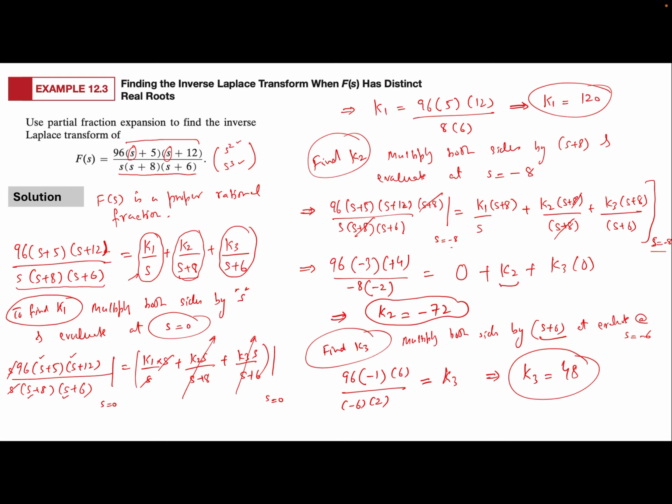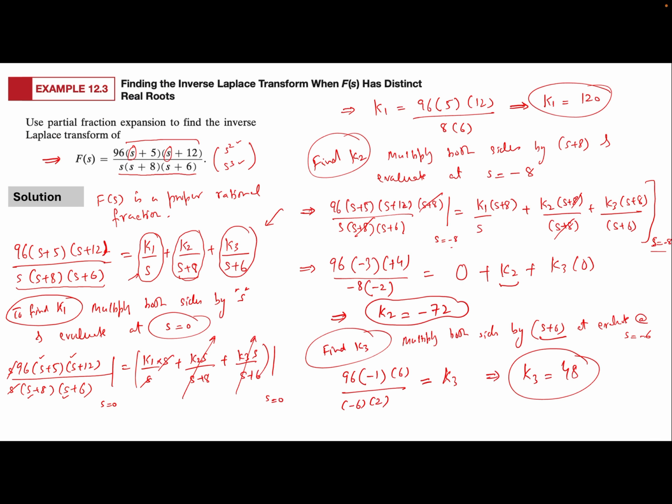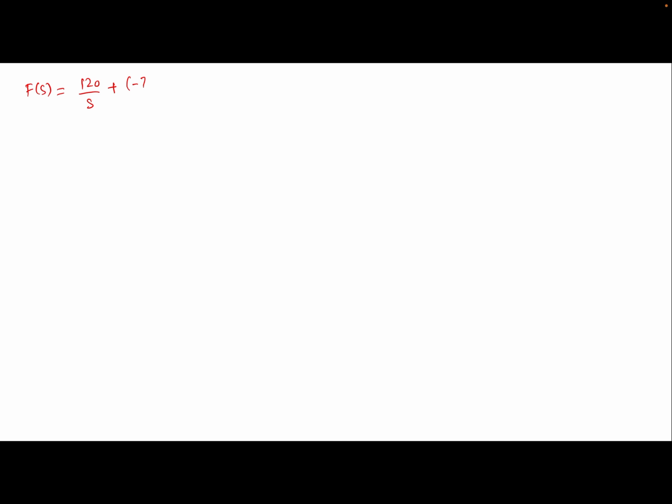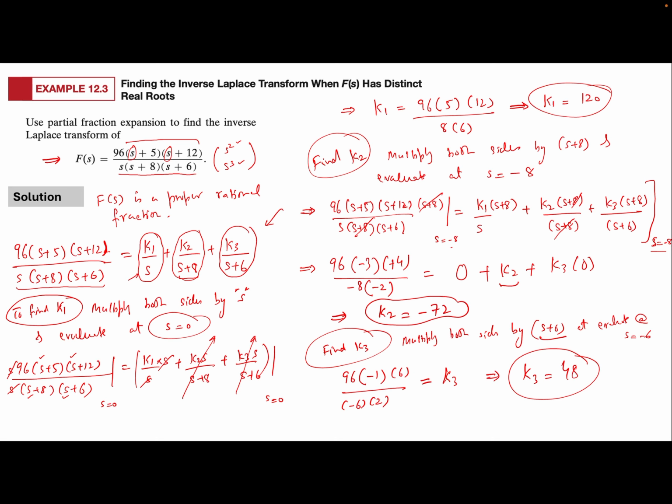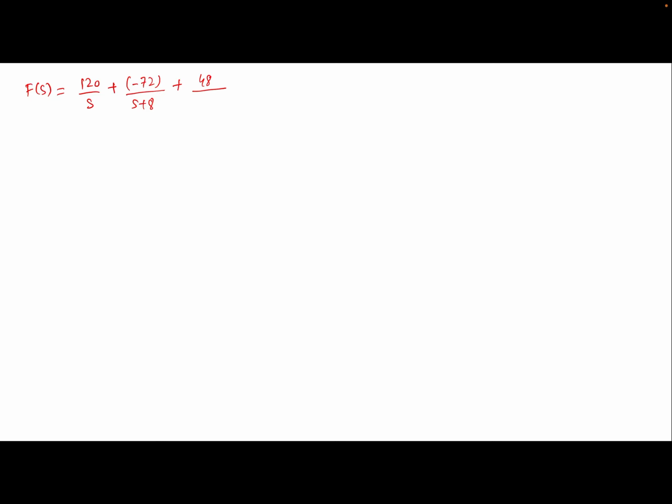So let me write down all of these values in the f of s, right? So this was our f of s, and we expanded this f of s like this. So f of s comes out to be K1 over s, so K1 was 120 over s, plus K2, which is minus 72 over s plus 8, plus K3, 48 over s plus 6. Okay, so this is nice.